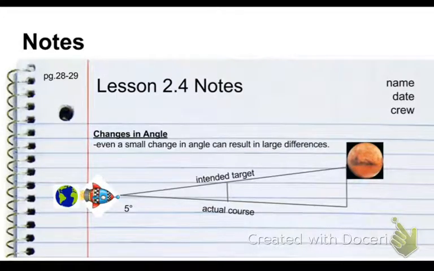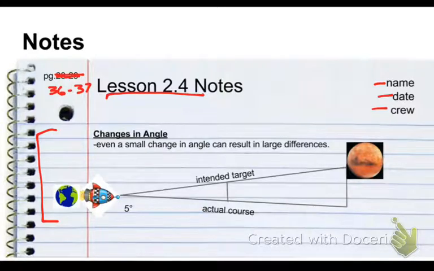Alright, your notes today are going to be lesson 2.4 notes. We want to make sure we have the name, date, and crew. We also want to make sure that we have the appropriate pages, which I have put in incorrectly. They are pages 36 and 37. Sorry about that. And you will be having a very quick set of notes, just this one section.